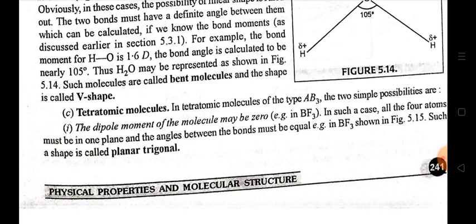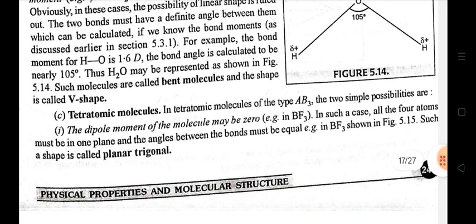Tetraatomic molecule. In a tetraatomic molecule of the type AB3, the two simple possibilities are: the dipole moment of the molecule may be 0, as in BF3. In such a case, all the 4 atoms must be in one plane and the angles between the bonds must be equal, as in BF3 shown in figure 5.15. Such a shape is called planar trigonal.